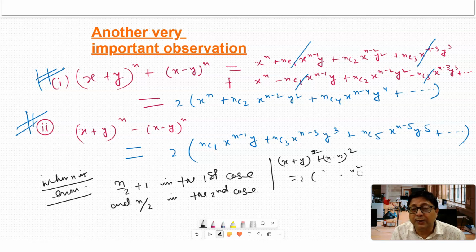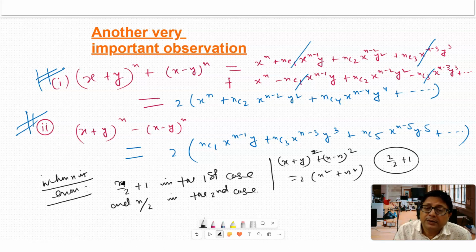So this will give you just x square plus y square. How many terms are there? 2 by 2 plus 1. Similarly, you do it for 4, you will get that. n by 2 plus 1 is the form.